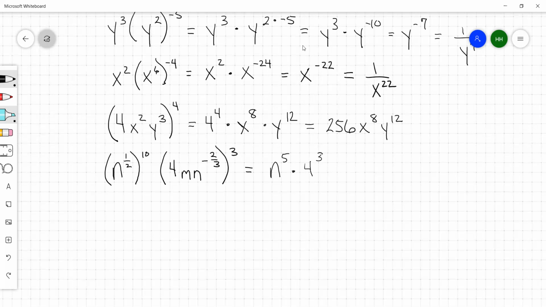Then we've got an m to the 3rd. And then we've got this n power. This n power is to the negative 2/3 power. So we got negative 2/3 times 3. So negative 2/3 times 3, that's negative 2.